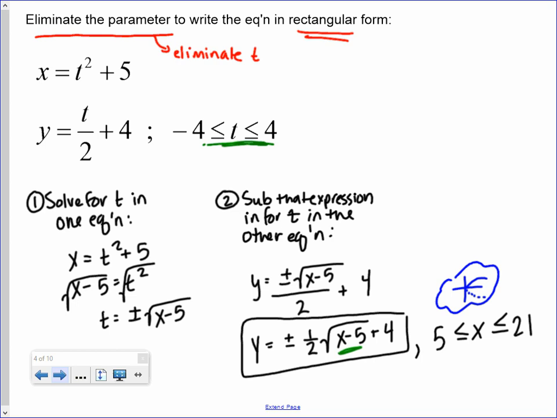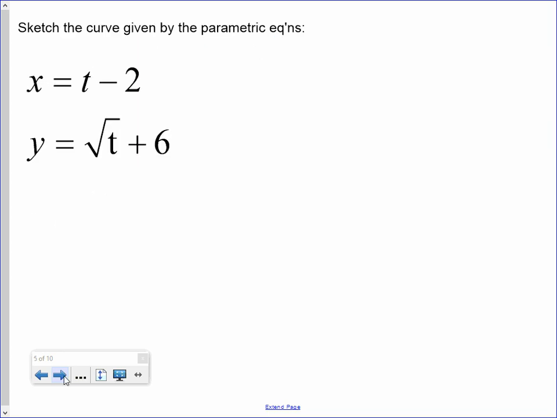Okay, great. Does anybody have any questions about anything there? Okay, try this one. X equals t minus 2, y equals square root t minus 6.